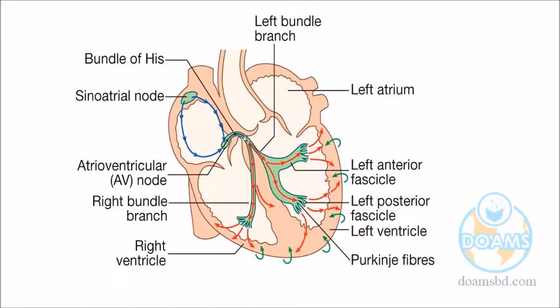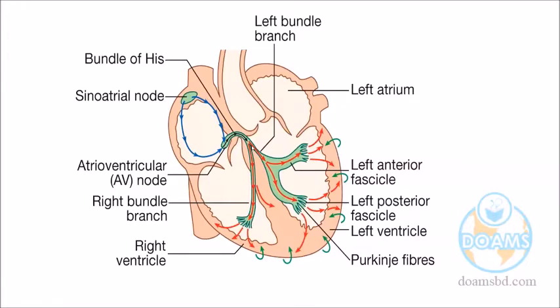and the bundle is a common bundle, and the common bundle divides into two major branches. One is the left branch, another is the right branch. Interestingly, the left branch again divides into two other branches. These are called fascicles, anterior fascicle and posterior fascicle, and the terminal multiple branching. In another word, it is called arborization. It's called the Purkinje fiber.